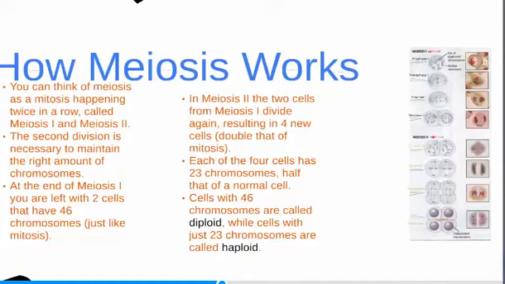So how does meiosis happen? How does it work? You can think of meiosis as a mitosis happening twice in a row. Mitosis starts with 46 chromosomes in our bodies and ends with 46 chromosomes. In meiosis, we start with 46 chromosomes, but we end with 23 chromosomes. In meiosis, we have two levels, meiosis 1 and meiosis 2. The second division is necessary to maintain the right number of chromosomes.